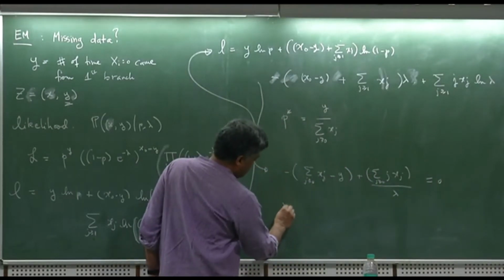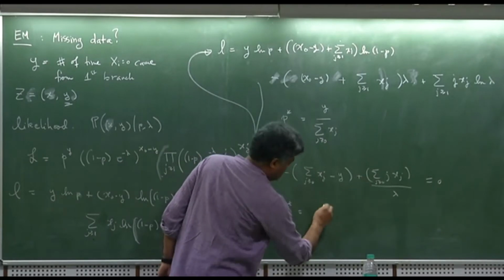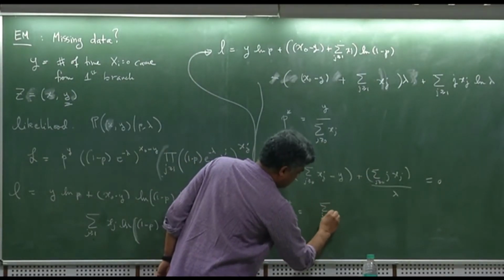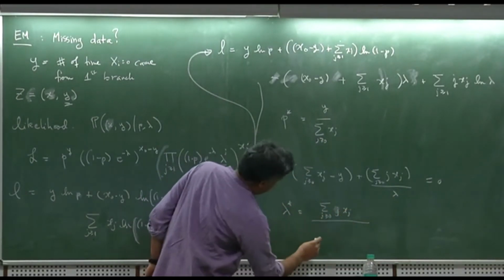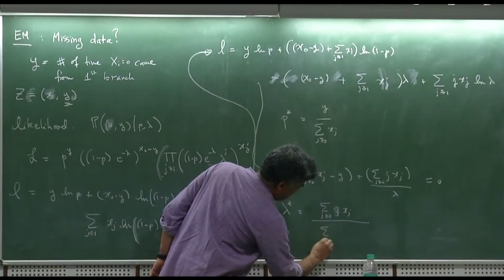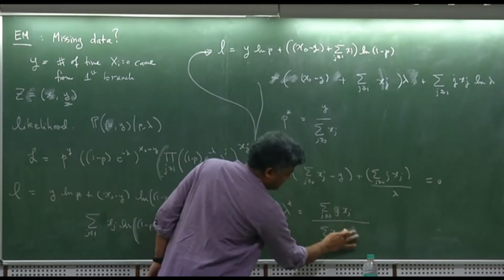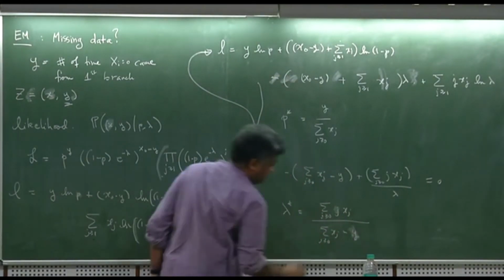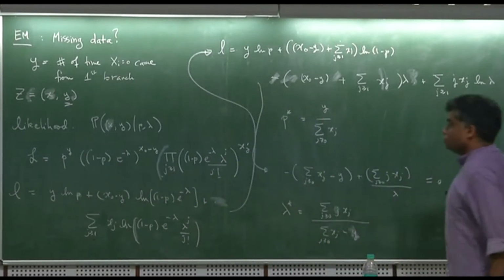So you get lambda star is equal to the summation over j greater than or equal to 0 of j times xj, divided by the summation over j greater than or equal to 0 of xj minus lambda. Not minus lambda, what am I talking about? Minus y. Everybody see what's going on? Okay. So if I knew what y was, life is easy. This is what I want to do. Now, I don't know what y was.